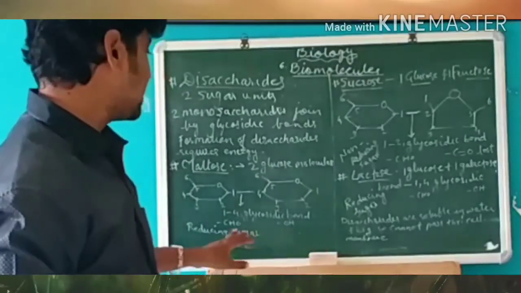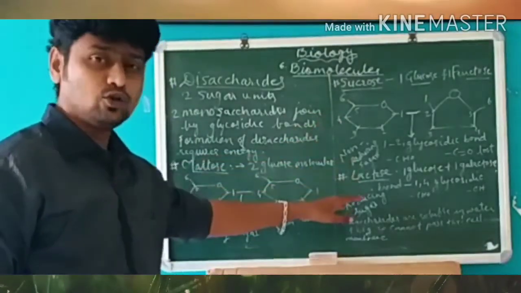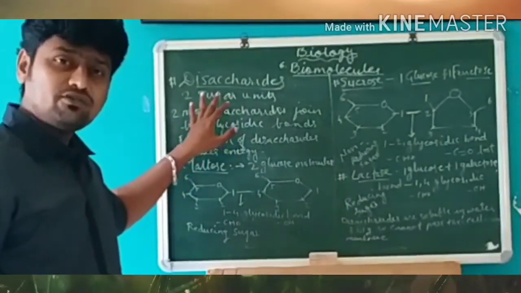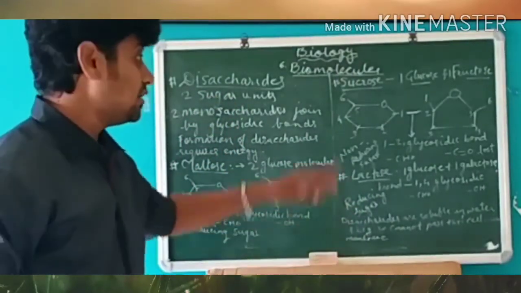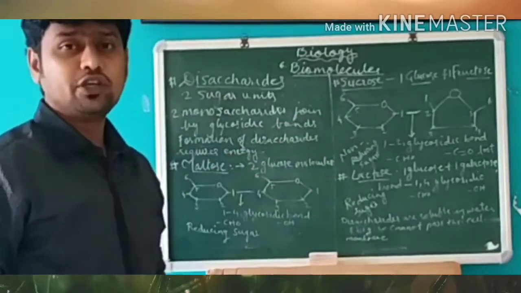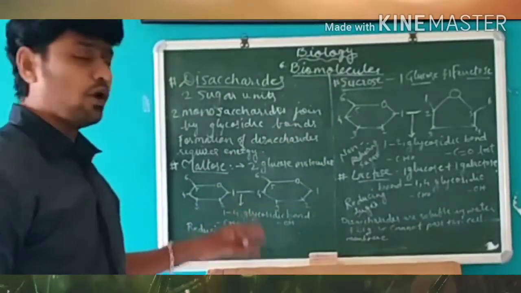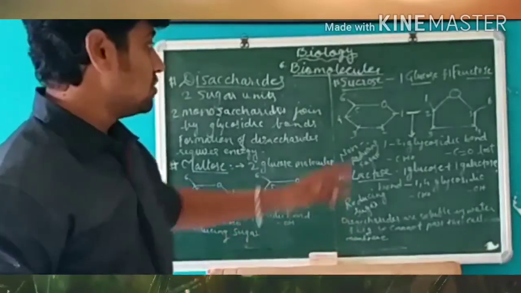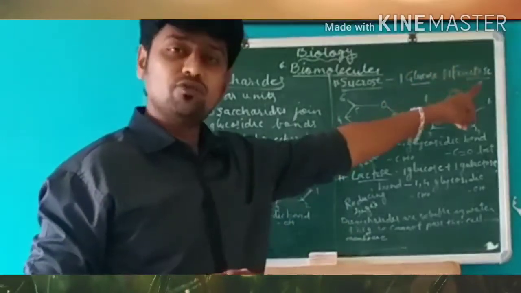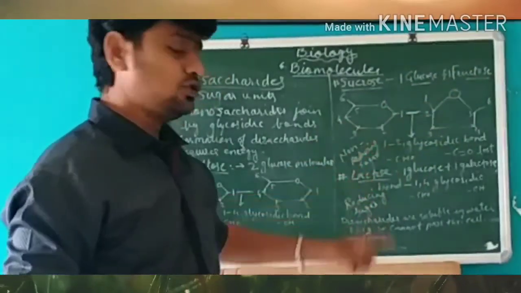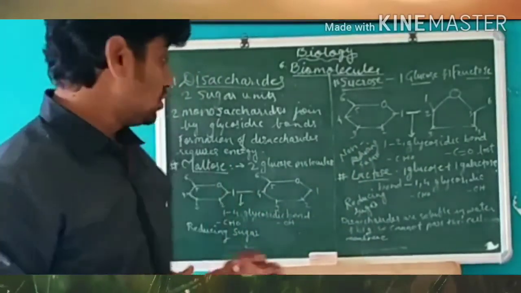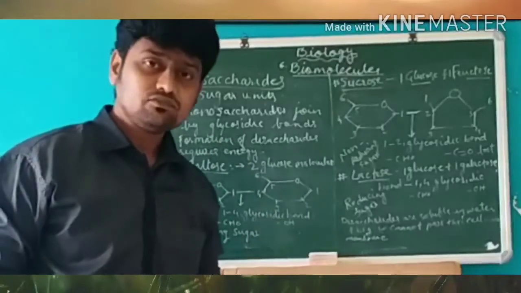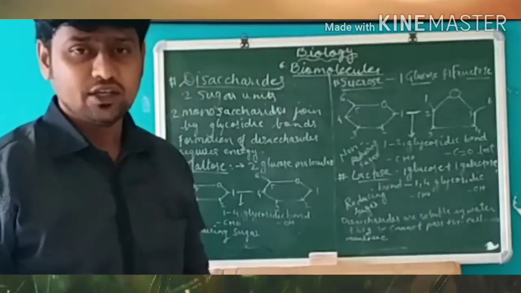So these are the three examples of disaccharides: maltose, sucrose and lactose, out of which maltose and lactose are reducing sugars and sucrose is a non-reducing sugar. Maltose is formed of two glucose molecules. Sucrose is formed of one glucose and one fructose molecule. Lactose is formed of one glucose and one galactose molecule. So this is all about the disaccharides, which are made up of two sugar units.